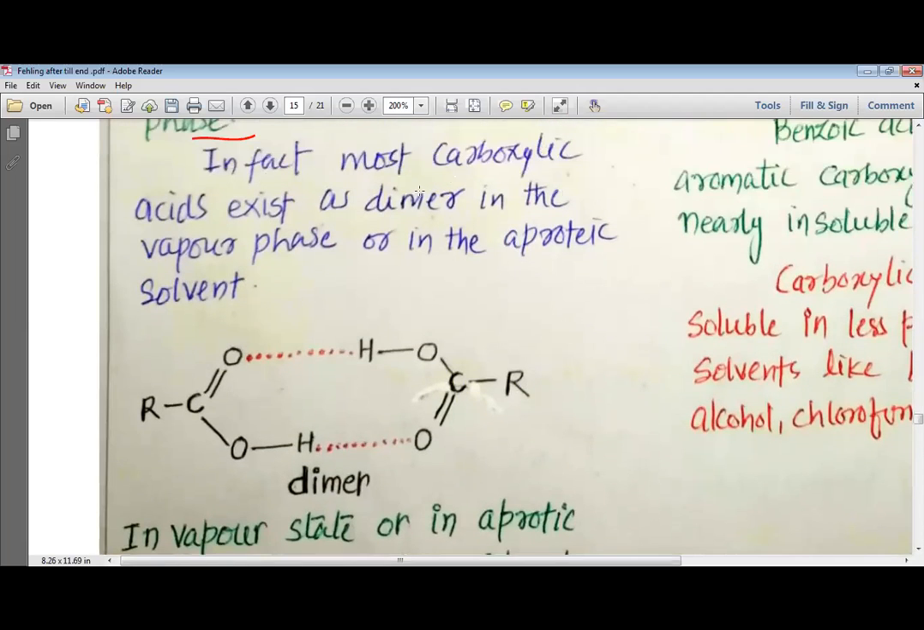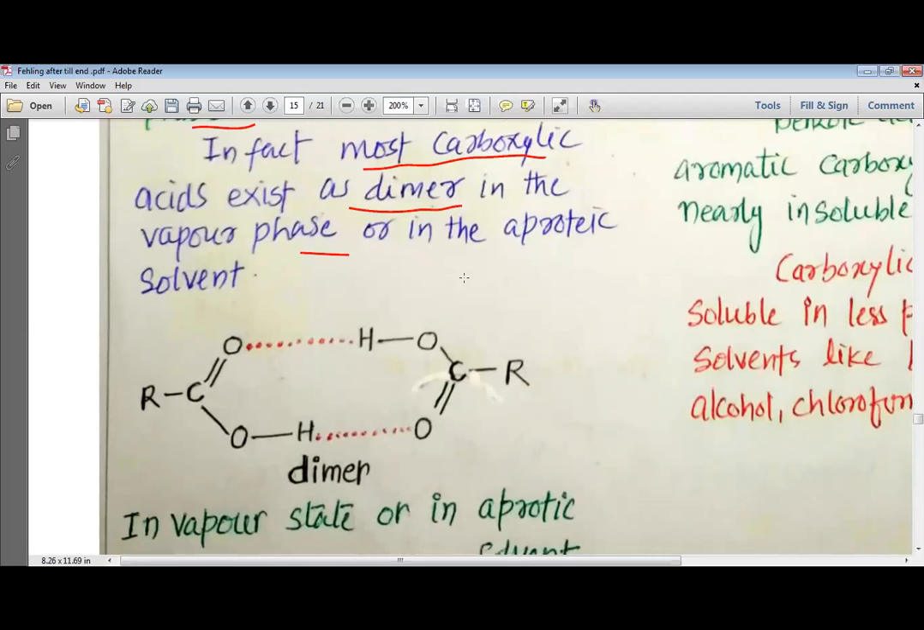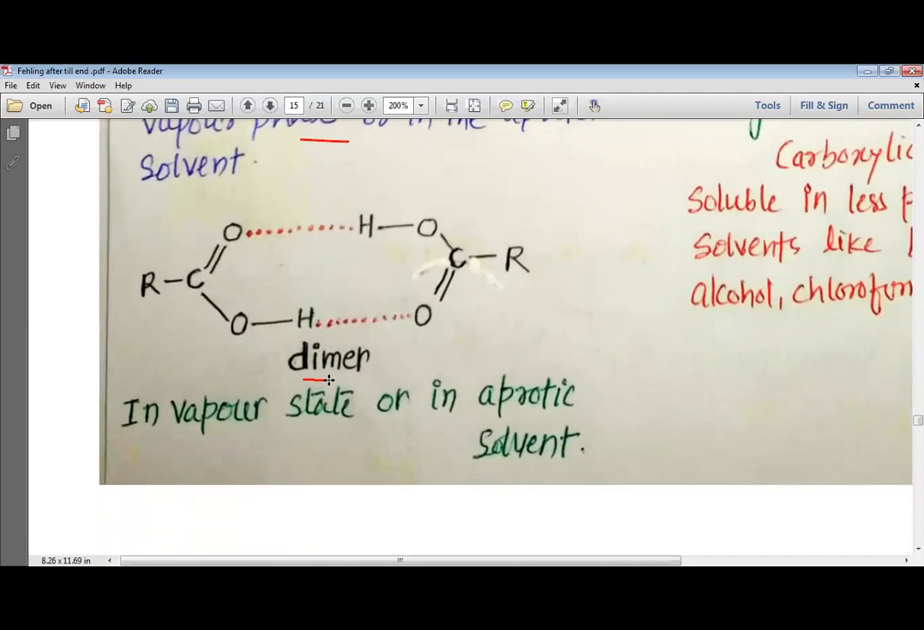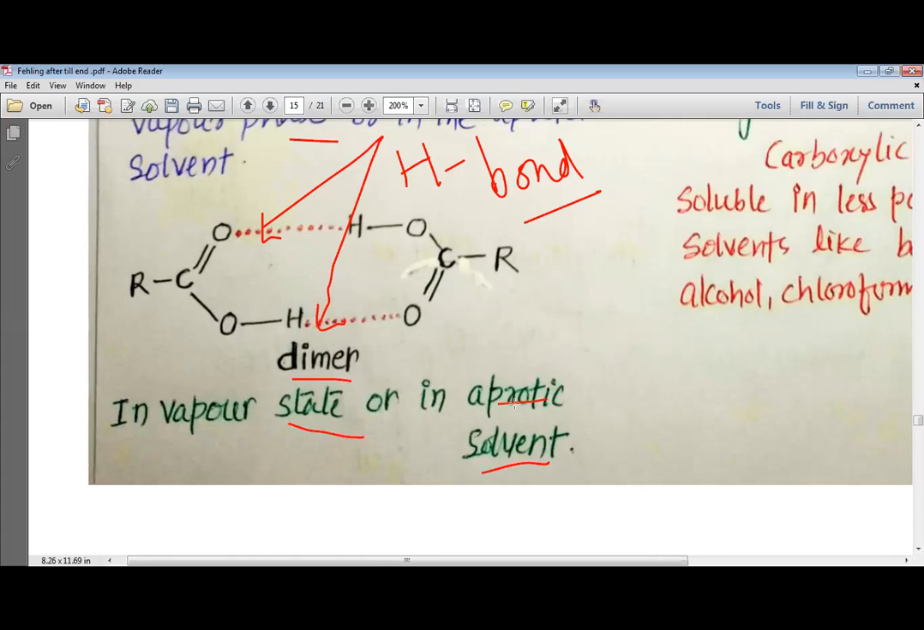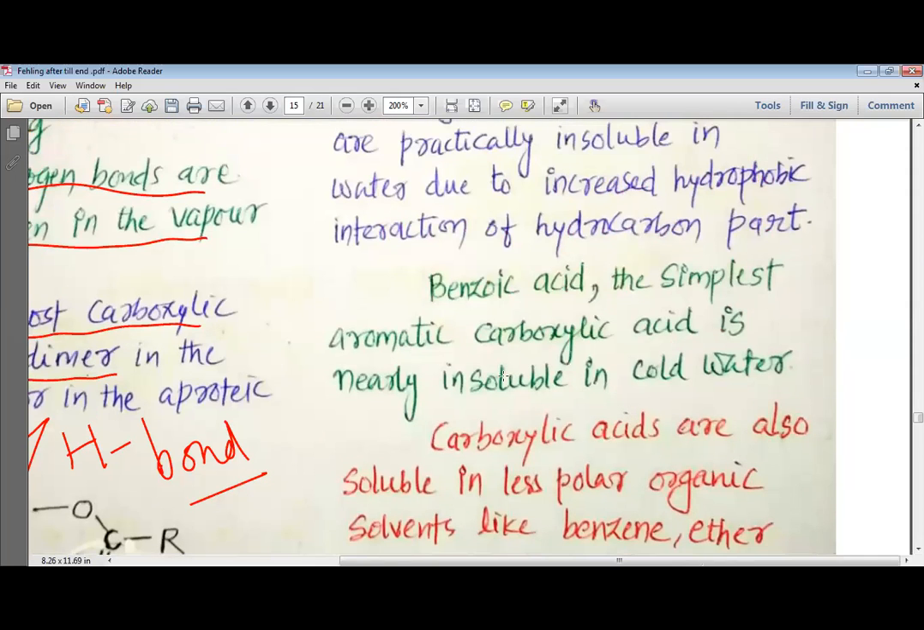In fact, most carboxylic acids exist as a dimer in the vapor phase. So even in the vapor phase, my dear students, these carboxylic acids are dimers. Now, what is a dimer? A dimer is a molecule formed by two molecules of the same compound. So this is what is known as the dimer. You can see here one carboxylic acid is bonded to another carboxylic acid by hydrogen bonding. You can see a clear hydrogen bonding formed, and on the basis of this you can understand the dimer formed by the carboxylic acid in vapor state or in aprotic solvent. This carboxylic acid forms the dimer and they exist as a dimer.